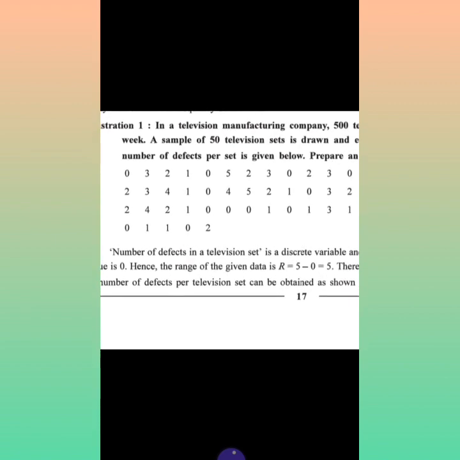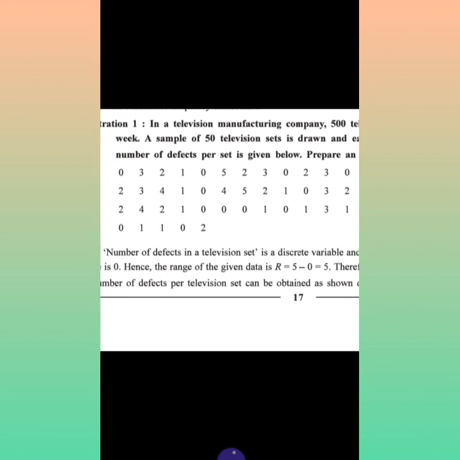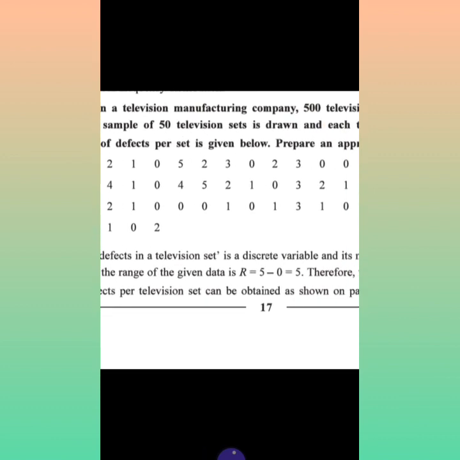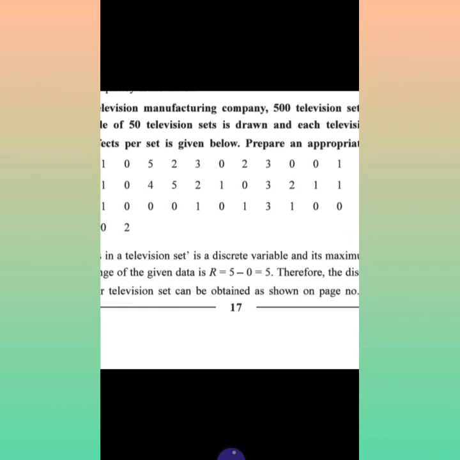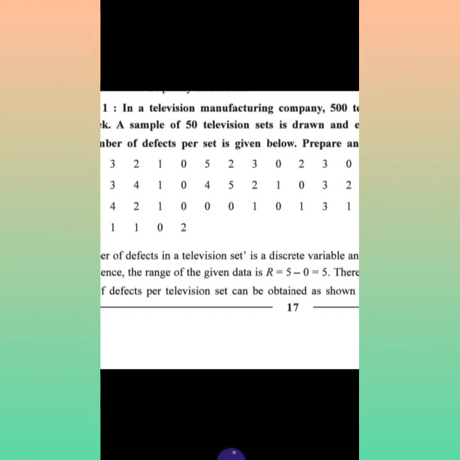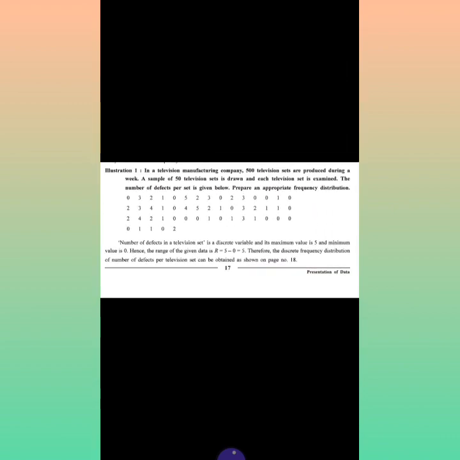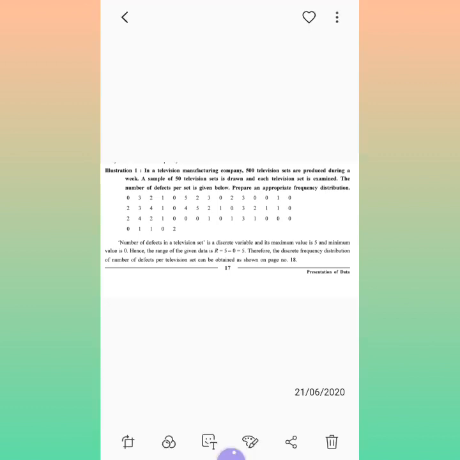If you observe all these numbers minutely, you will find that the highest number is 5 and the lowest number is 0. So your range becomes the highest observation minus the lowest observation, that is 5 minus 0, that is 5. Here the range is 5.